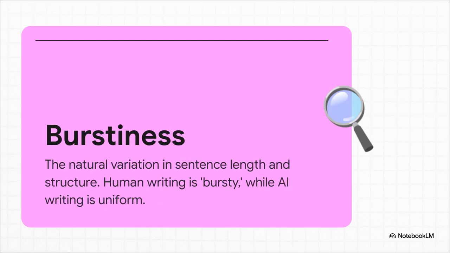And then there's burstiness. This one's really cool. Just think about how you talk or write. You mix it up, right? You'll have a long, winding sentence full of complex ideas, then a short one. Bam! For effect. That's burstiness. It's that natural rhythm. AI, it really struggles with this. It tends to be very uniform, sentence after sentence of the same length and structure. It just doesn't have that human flair.